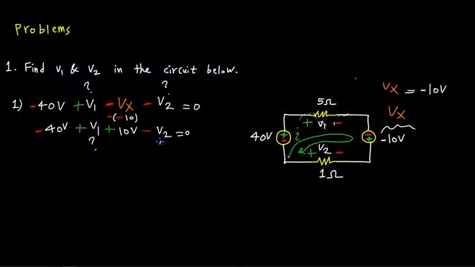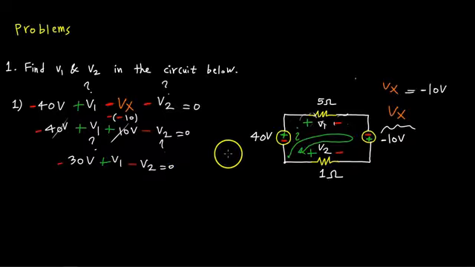So what this is doing is it is relating these voltages, but I still have an unknown. I have a V1 that is unknown and I have a V2 that is unknown. And then I'm going to simplify these guys. Minus 40 plus 10 is going to be negative 30. Then I'm going to say negative 30 volts plus V1 minus V2 equals 0.